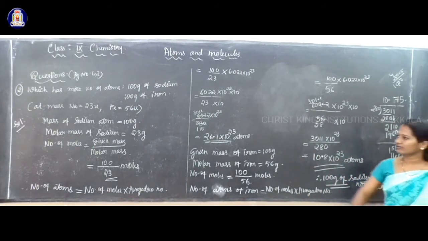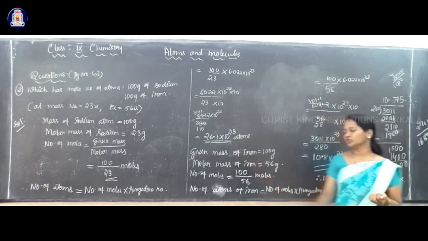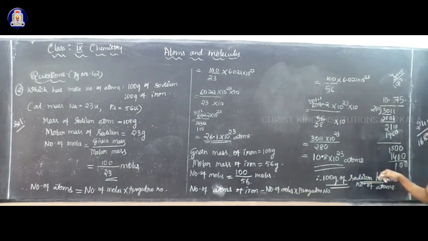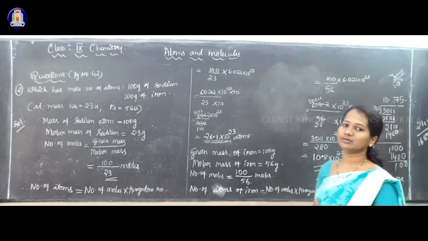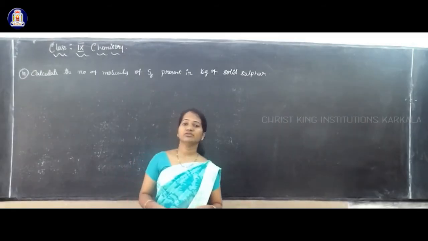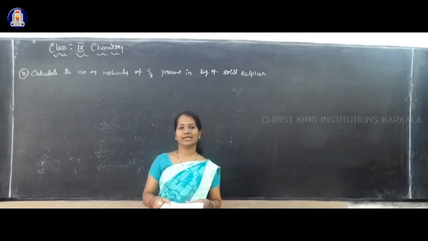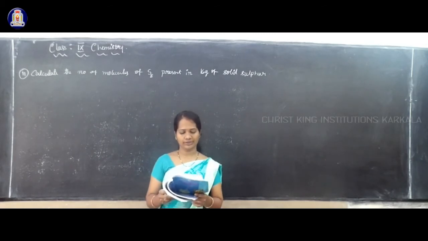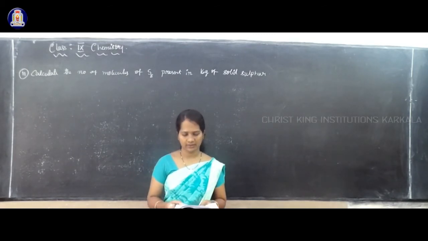So which is greater value? The first one is greater. So you have to write the final answer: 100 gram of sodium has more number of atoms present. Next we will move to the exercise problem. That is the last two problems in the exercise. Remaining all problems we solved. So 10th problem, see last two problems.